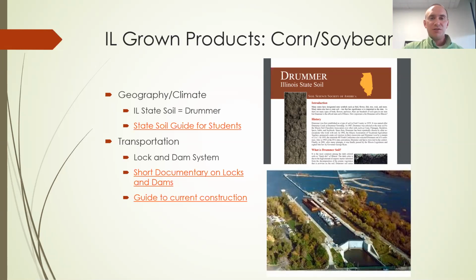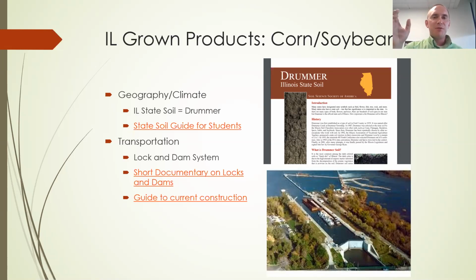This is drummer soil, formed by the decaying prairie grasses and things over the years. This is really good black dirt, high in organic matter, that's very good for growing corn and soybeans. So that's one aspect of why these crops have become such big producers in our state. But also, our transportation capabilities in Illinois are different than in other states as well. Particularly, I wanted to draw your attention to our lock and dam system.